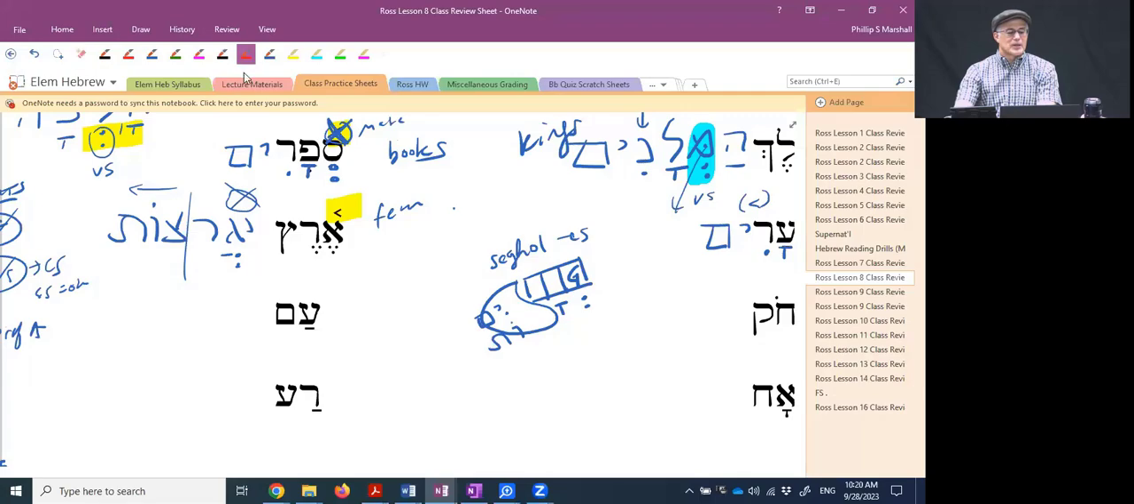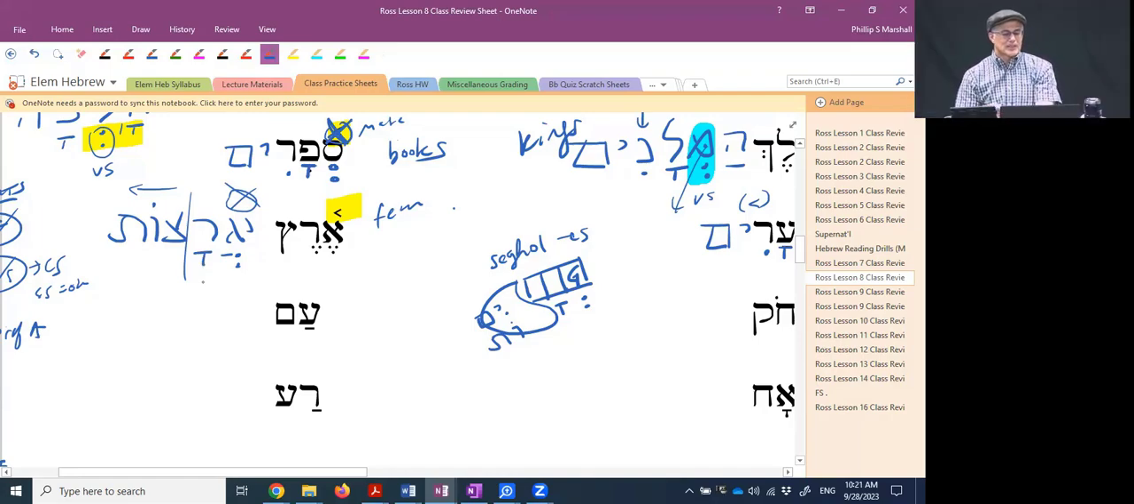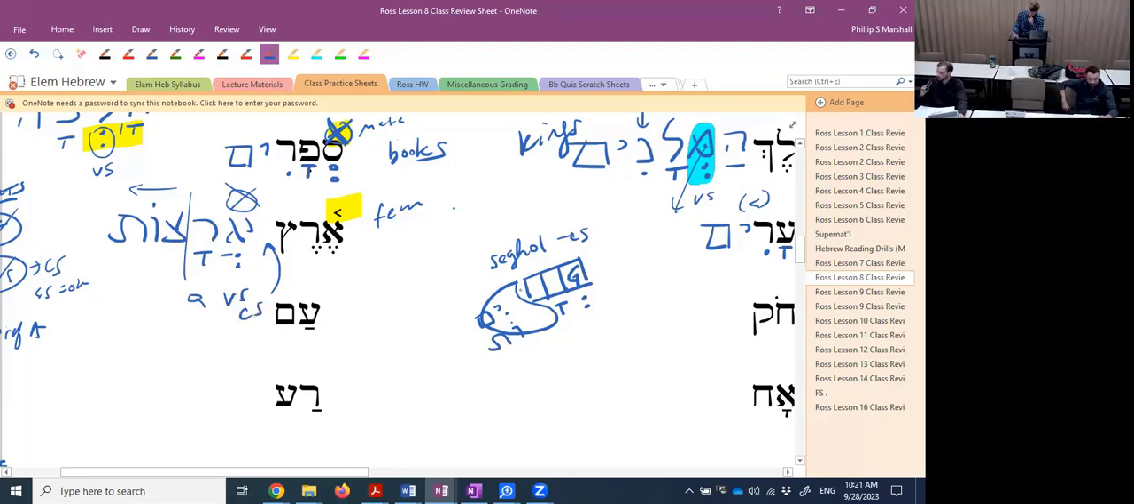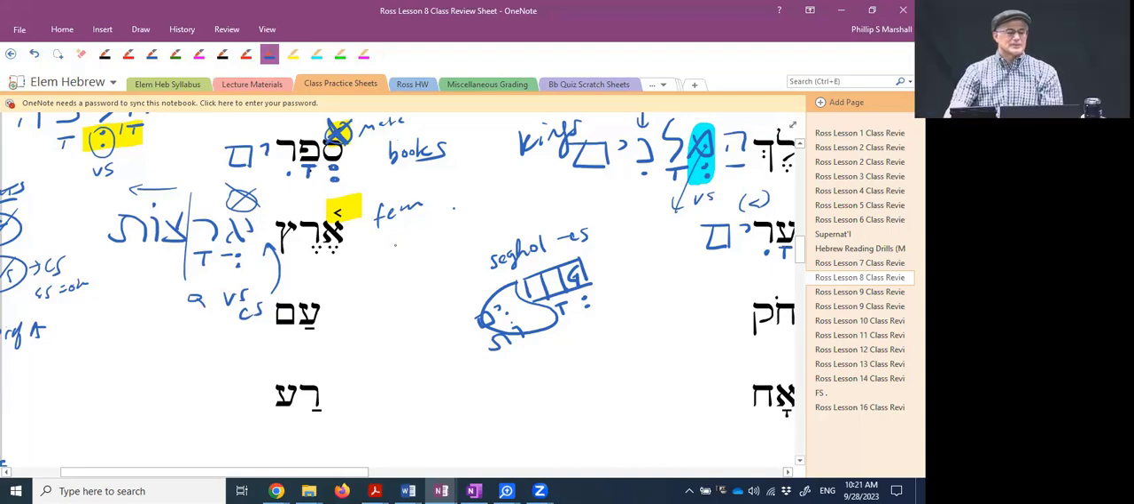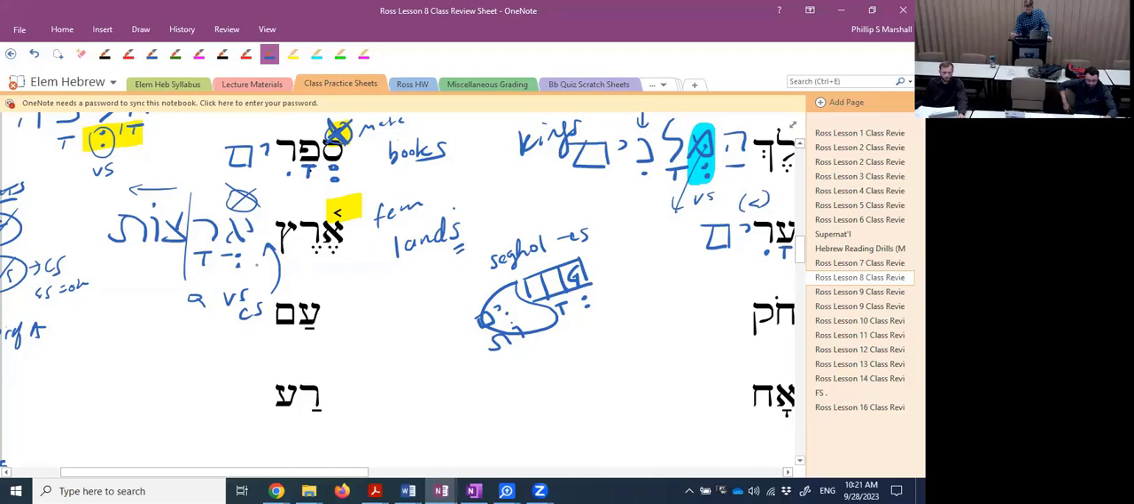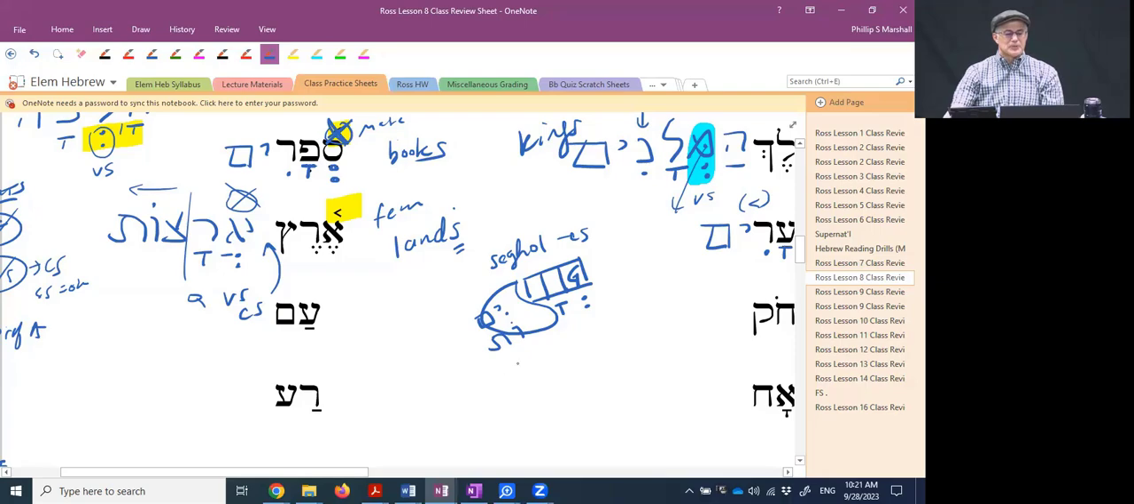And then the resh will take what vowel point? Kametz, because that's what they always take, right? So usually vocal shava, kametz. If there's a guttural here, then I get compound shava. So everybody, arasot. Lands, plural. So eretz, arasot. Okay, good. So that's segolate nouns. Exciting stuff, huh?